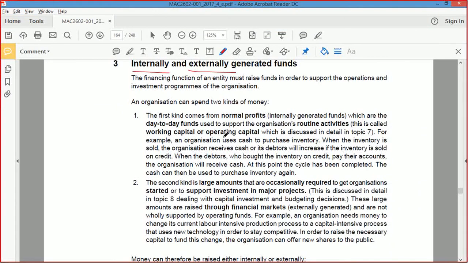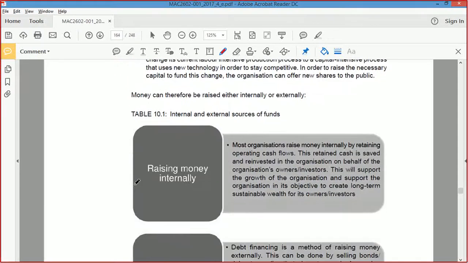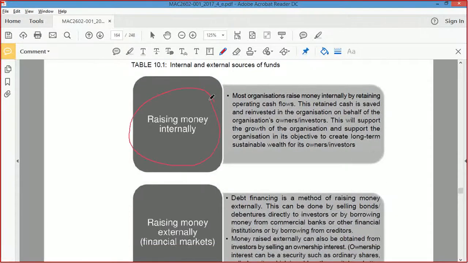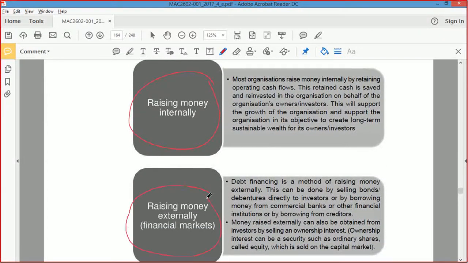Right, so here they describe it as day-to-day running of the business. If I'm buying and selling goods, is that internal or external sources of finance? It's internal. Okay, so selling goods would be day-to-day, working capital. Then you've got companies that are going to be raising capital outside of the company, which would be seen as external. So, raising money internally versus raising money externally.